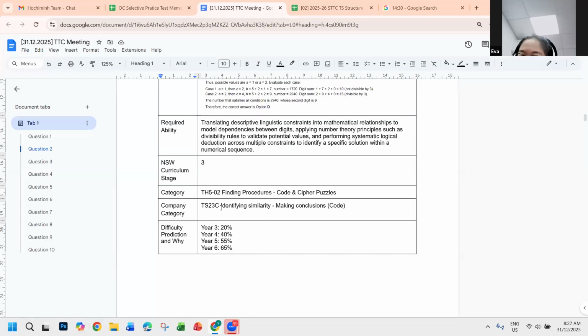Category ETS 23C, identify similarity, making conclusion code.